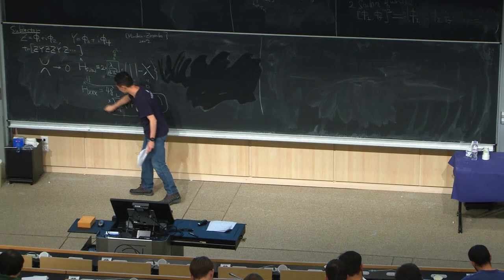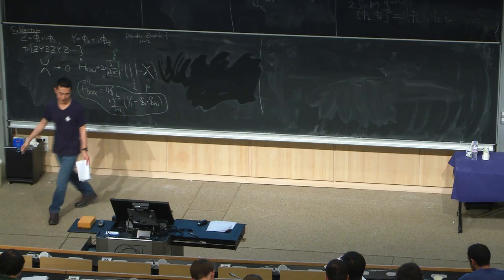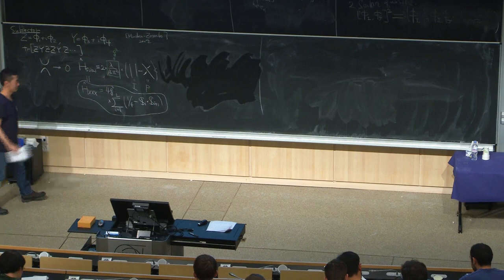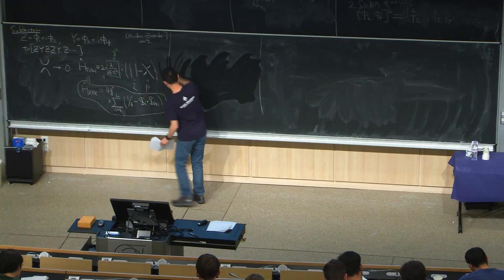If you just forget about the one over four here, you immediately see that this is something you learned in statistical mechanics. These are basically Pauli matrices, so it's just the simplest possible quantum spin chain. Right. Okay, so what is the relation between the two?